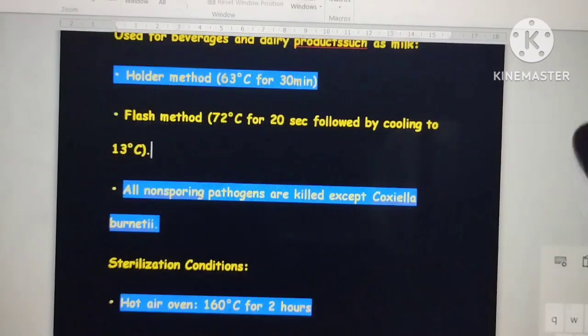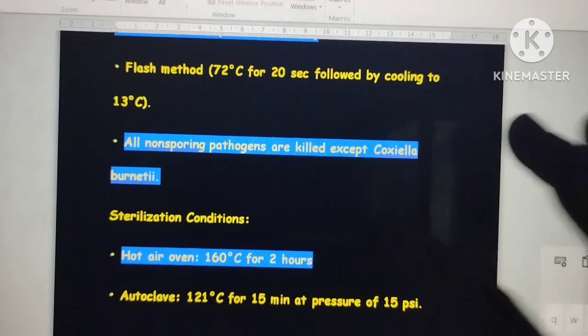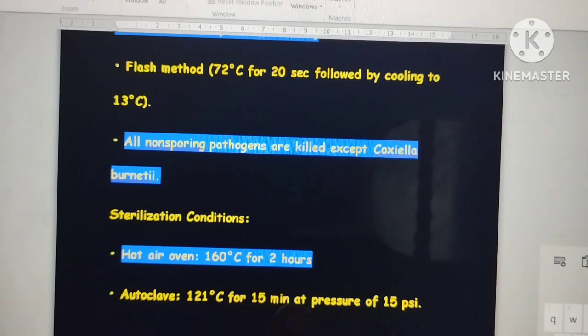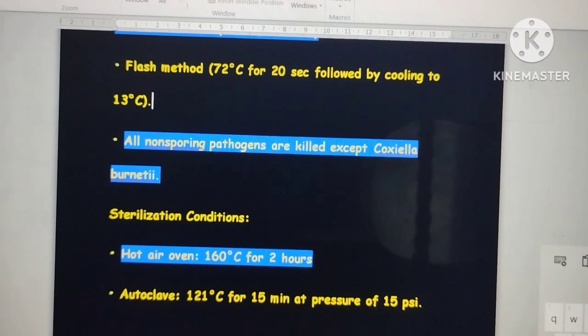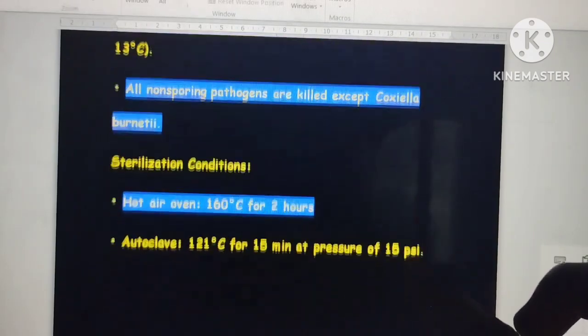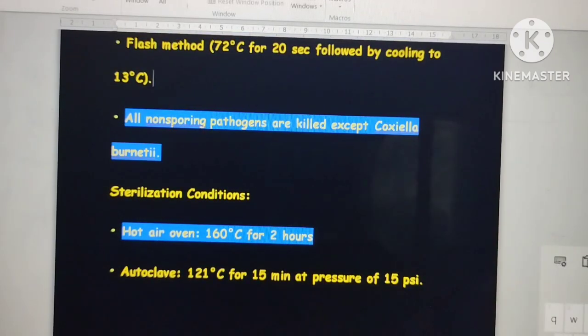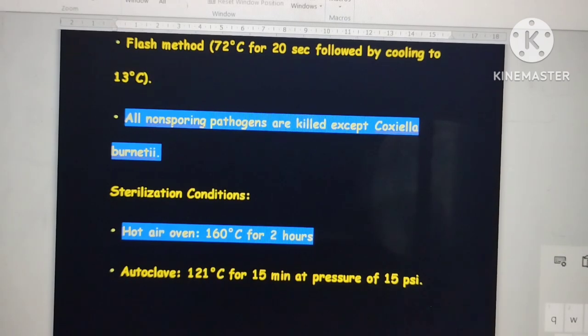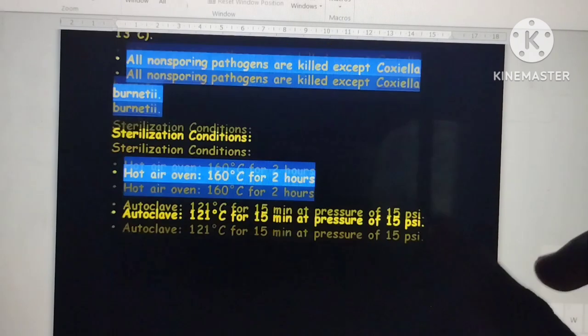Next are some important temperatures you want to remember. One is the hot air oven, 160 degrees Celsius for 2 hours, and the autoclave is 121 degrees Celsius for 15 minutes at a pressure of about 15 pounds. You want to remember these two. Friends, I'm saying you must not miss a single point from this video. I have selected only the important points.